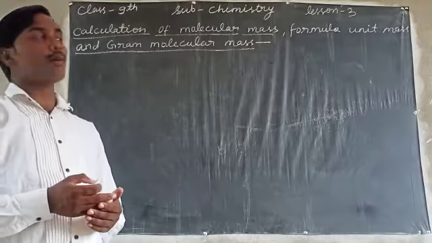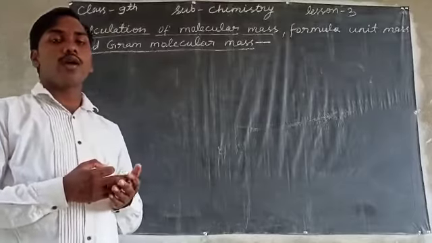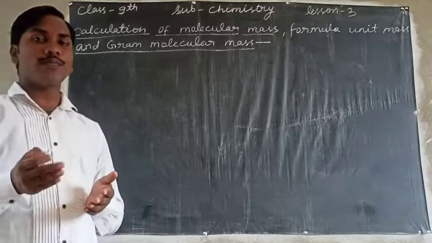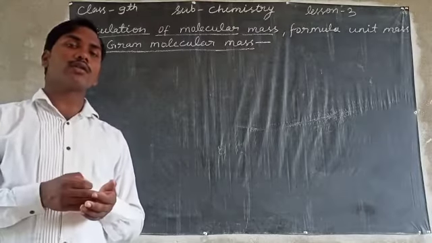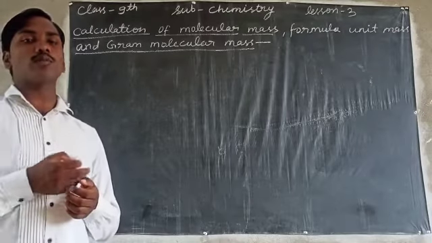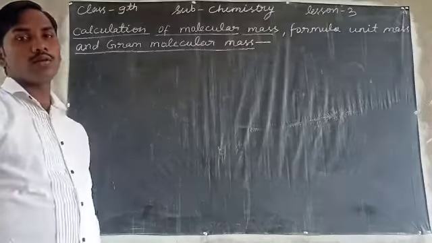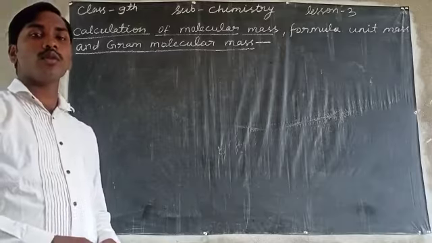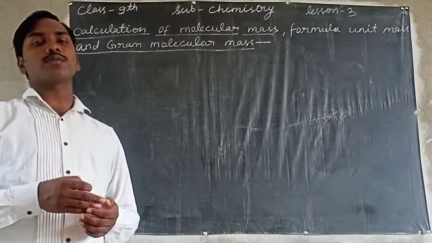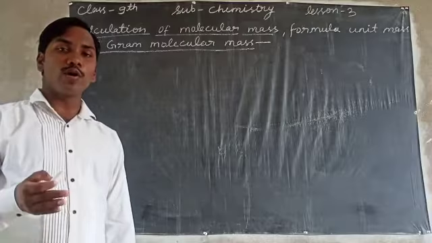We have already discussed molecular mass, formula unit mass and gram molecular mass. But once again I would like to repeat, and after that I will tell you how to calculate the molecular mass, formula unit mass and gram molecular mass. First of all, molecular mass. The sum of the atomic masses of all the atoms present in a molecule is called the molecular mass.